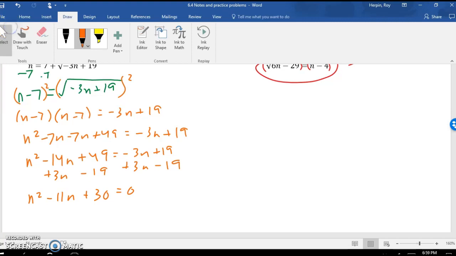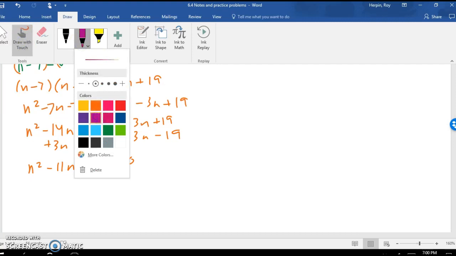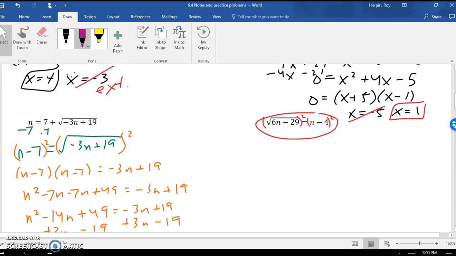And if I use my ACB table, I'm going to get n minus 6 and n minus 5. If you don't believe me, you can check it, but this is going to save you some time so you can just get started on your homework. Then I get n equals 6, n equals 5. Put this in the check. Let's go back up here. So I got 6 and 5.